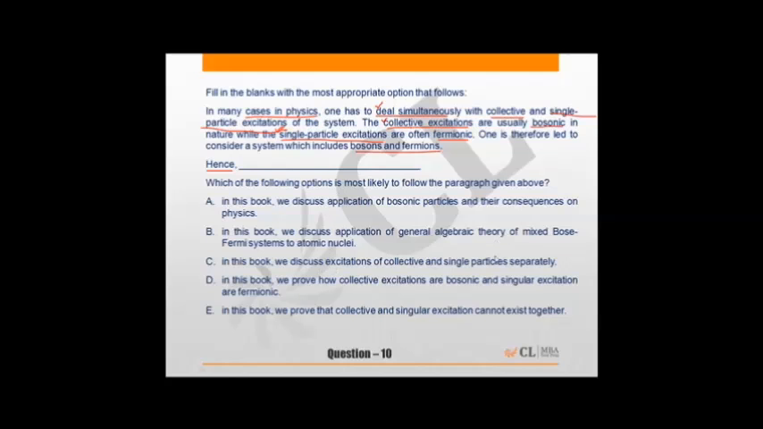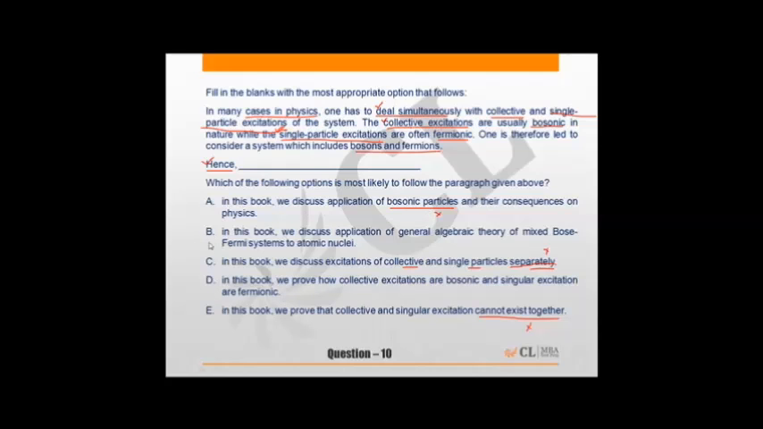Okay, so this is the reason that we negate option C, because option C deals with both the excitations, but then separately is the word that is incorrect, because the paragraph talks about the two kinds of systems being dealt simultaneously. This also eliminates option E, that states that the two kinds of excitations cannot exist together. Therefore, option E can be eliminated. A is limited because it only talks about bosonic particles, whereas the last statement, evident from the word hence, should be dealing with both kinds of particles. So this eliminates option A. Option D is incorrect because it just reiterates a fact that is already given in the passage and does not give us any further information. So D also can be eliminated.